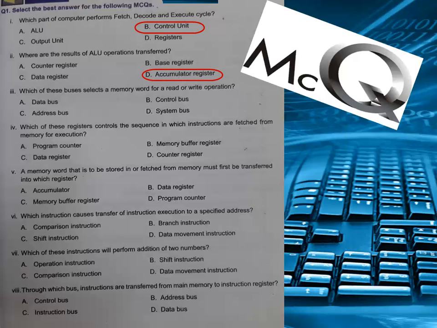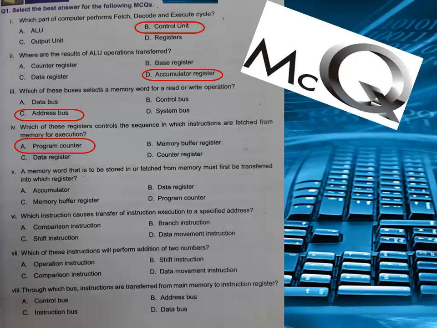Which of these buses selects a memory word for a read or write operation? A, data bus, control bus, address bus, or system bus? Yes, C, address bus is responsible for read and write operation. Which of these registers controls the sequence in which instructions are fetched from memory for execution? Program counter, memory buffer register, data register, counter register. Program counter register.